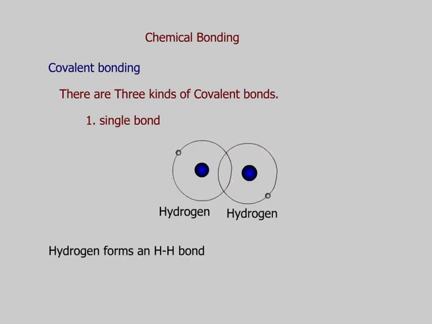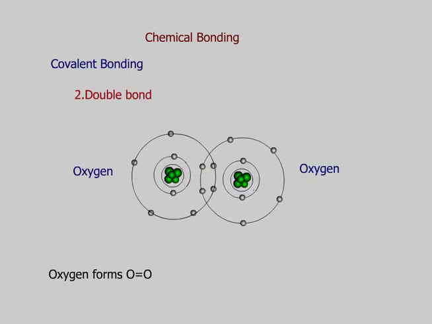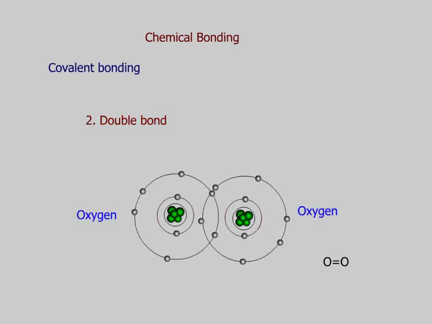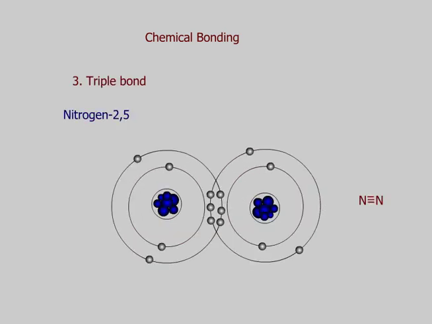A single bond, like that in a hydrogen molecule, forms when 2 hydrogen atoms share 1 electron each. A double bond, such as in an oxygen molecule, occurs when 2 atoms share 2 electrons each to achieve stability. A triple bond, like in a nitrogen molecule, involves 3 shared electrons between 2 atoms.